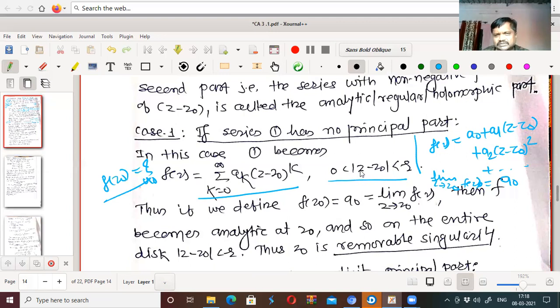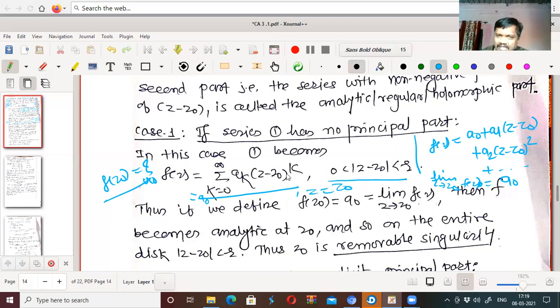See here, the distance between z and z0 being strictly greater than 0 means what? z is not overlapping with z0. So this function is represented in this way for z not equal to z0, and it is equal to a0 for z equal to z0. If I redefine the function in this way, then the function becomes analytic at z0, because its derivative exists at z0 as well as the limit, isn't it? And therefore, the function becomes analytic by redefining it at z equal to z0.